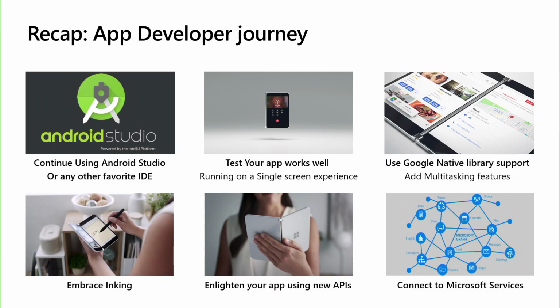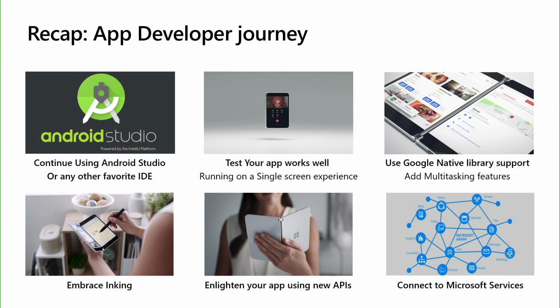Let's do a recap of what we've seen today. Start by continuing using Android Studio or any other of your favorite IDEs. Then test your app on a single screen. It should just work. Continue using Google native libraries. Add multitasking features such as drag and drop, picture-in-picture, and others. Start thinking about inking. Can your app support a pen and an inking experience? Then start thinking about how you can enlighten your app with our dual screen patterns and the new APIs that you just saw. Thank you.